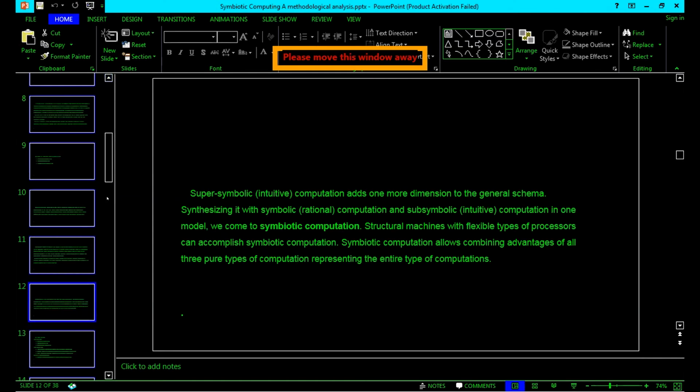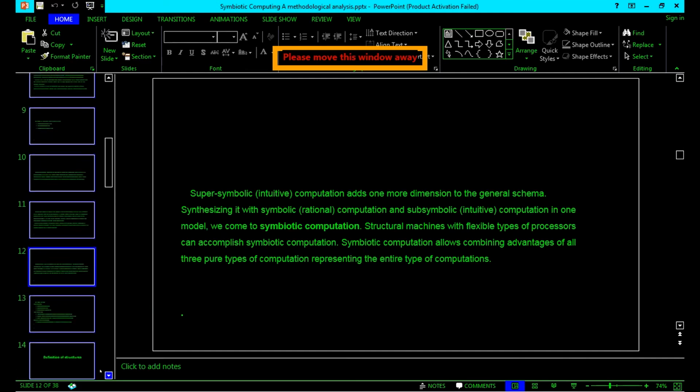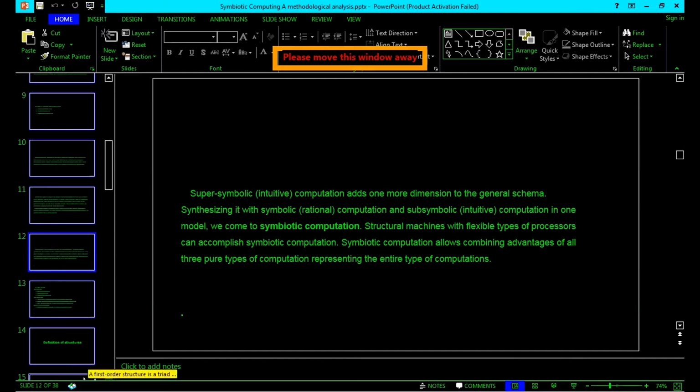Super-symbolic or intuitive computation adds one more dimension to the general schema, synthesizing super-symbolic computation with symbolic rational computation and sub-symbolic intuitive computation in one model. And in such a way, we come to symbiotic computation.